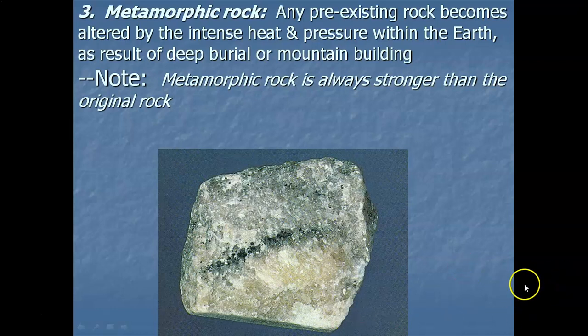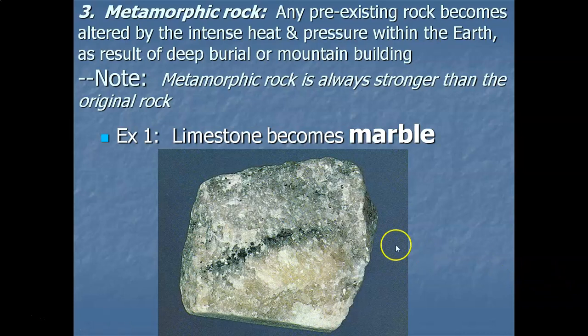Now, there are many, many examples. I'm going to just give you two examples of metamorphic rock. And I'm just giving you two that I know you're familiar with, that I know you will see in the travels in your life. All right, marble is a metamorphic rock. And so marble is the metamorphosed form of limestone.